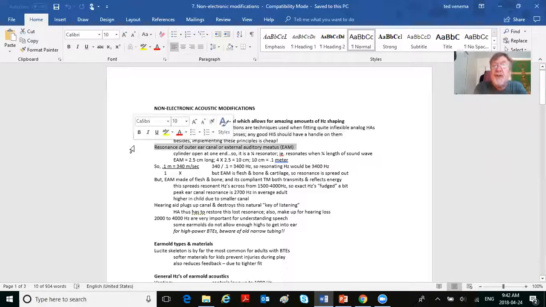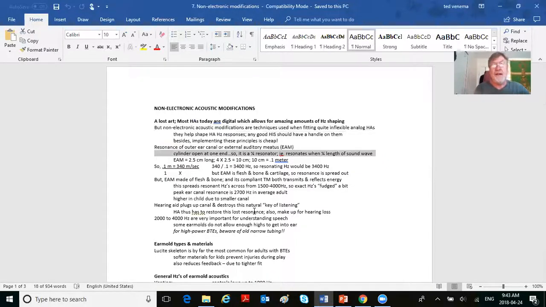Resonance of your outer ear canal, or external auditory meatus. Remember we covered that it's a quarter wave resonator. It's a cylinder open at one end and closed at the other, like a cup. Okay? And those things resonate with sound waves that are 4 times the length of the tube. So your ear canal is 2.5 centimeters long. It's going to resonate best with sound waves that are 10 centimeters.